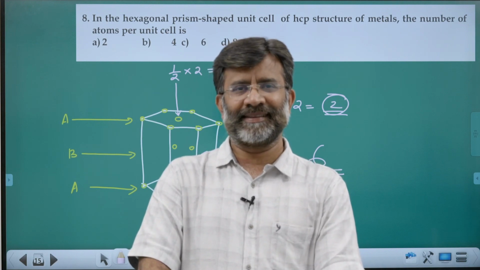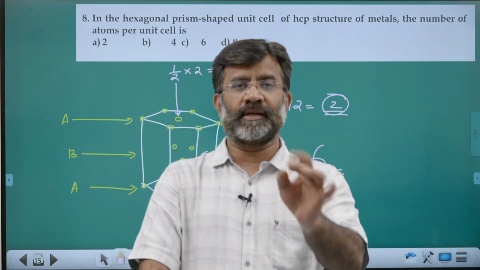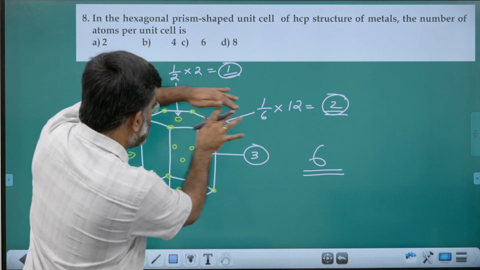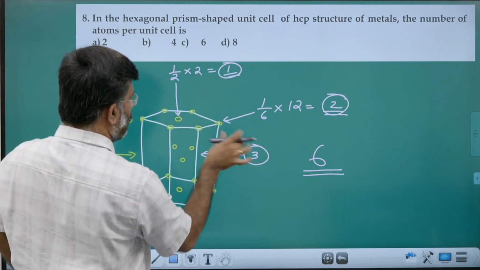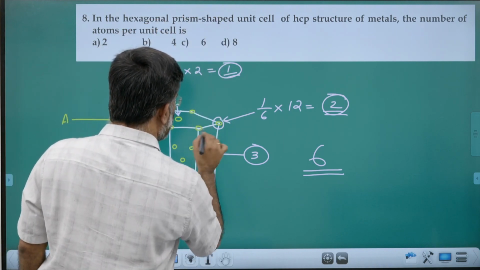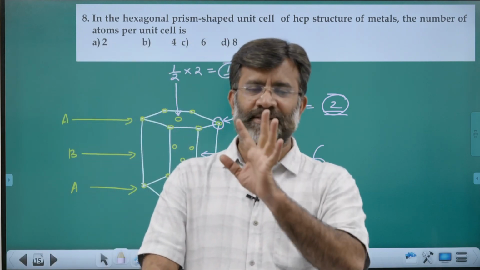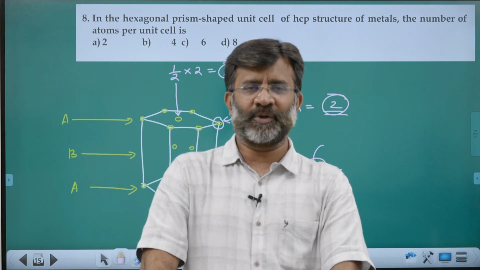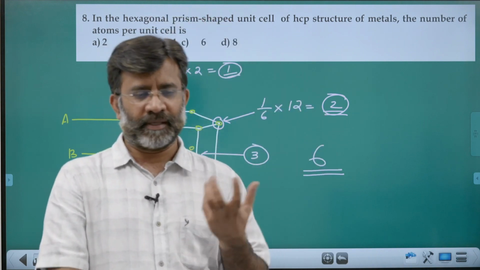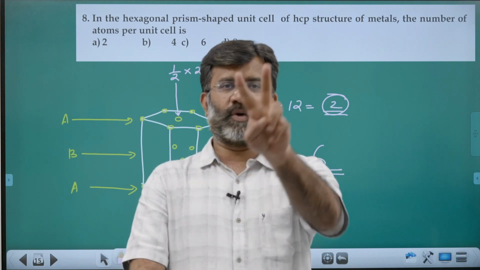How is it 6? The contribution at the corners, being hexagonal, is 1/6. How is it 1/6? See, around this unit cell there will be 3 unit cells, one here, one here, and similarly on top also. So if you take this particle, it will be a common point of 6 unit cells. So for 1 unit cell it will be 1/6 contribution. So 1/6 into how many corners? 6 corners on top, 6 corners at the bottom. So it is 12 corners. So it is 1/6 into 12, 2 particles.